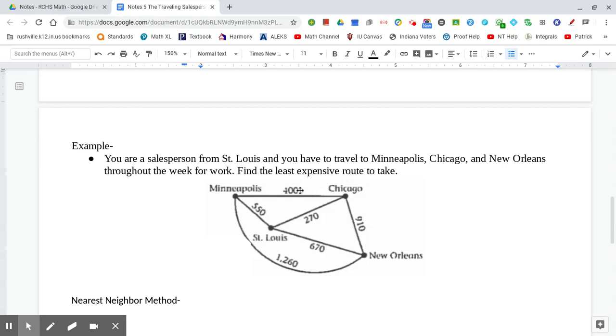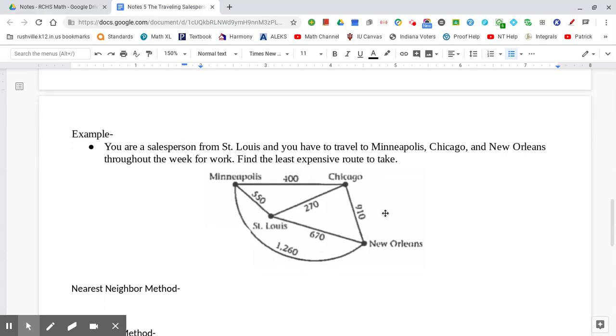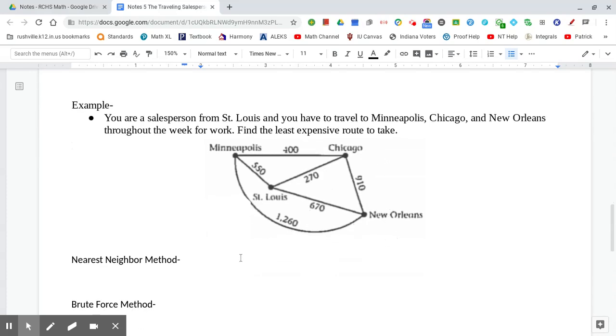Okay, so that's important. It's telling me that these weights on this graph, these numbers, are not the distance, they are the cost to travel from one city to the next. All right, so let's do the faster method first, the nearest neighbor algorithm. What I'm going to do is start off where I'm starting, which is my home in St. Louis, so I'm going to go ahead and list that first.